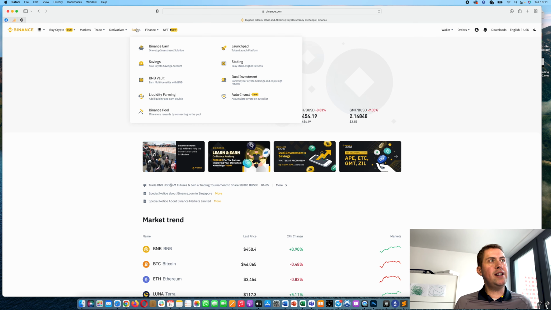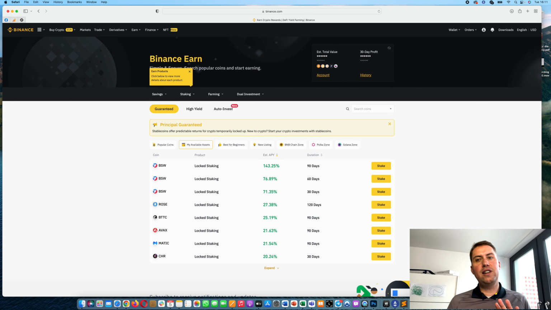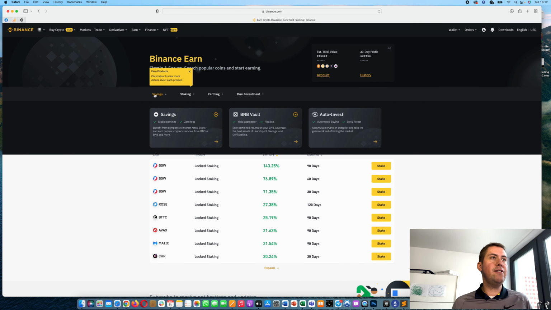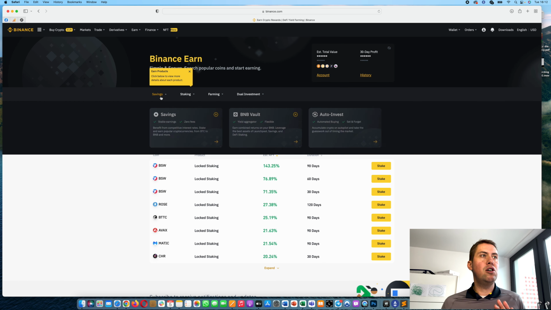So if you want to use Binance Earn, just go to the menu here and click on Binance Earn. And there are basically 4 different categories how you can earn interest, and that's savings, staking, farming, and dual investment. We will talk about all 4 of them.